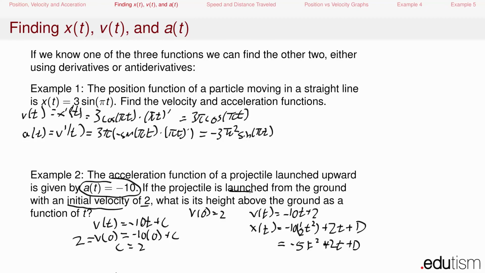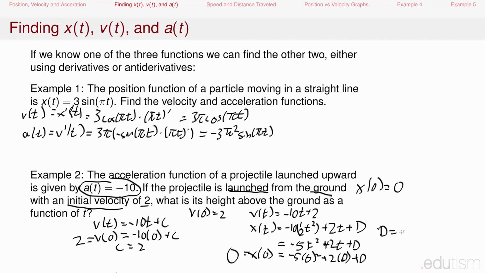Now, this is launched from the ground, which means the height at time 0 is going to be 0. So this is saying that x of 0 is 0. I'm going to plug in 0 for t. I get x of 0 on the left, which is 0. On the right, I get negative 5 times 0 squared plus 2 times 0 plus d. This basically tells me that d equals 0. So my height function is x of t equals negative 5t squared plus 2t, and the d is 0, so we can forget about it.